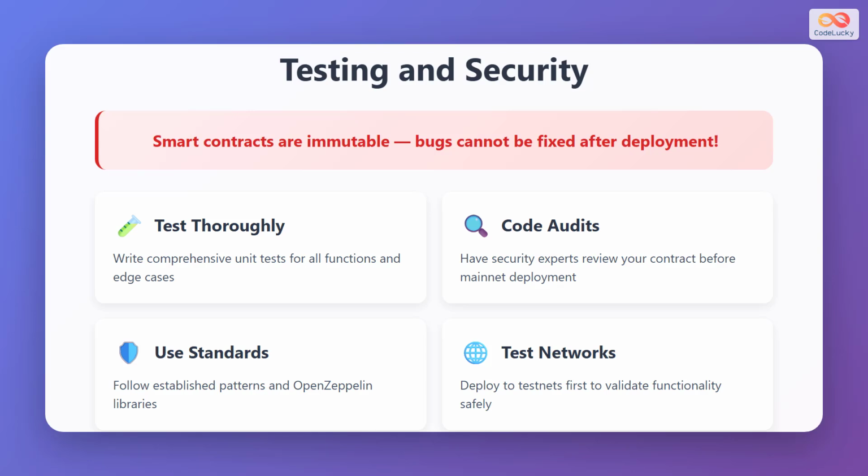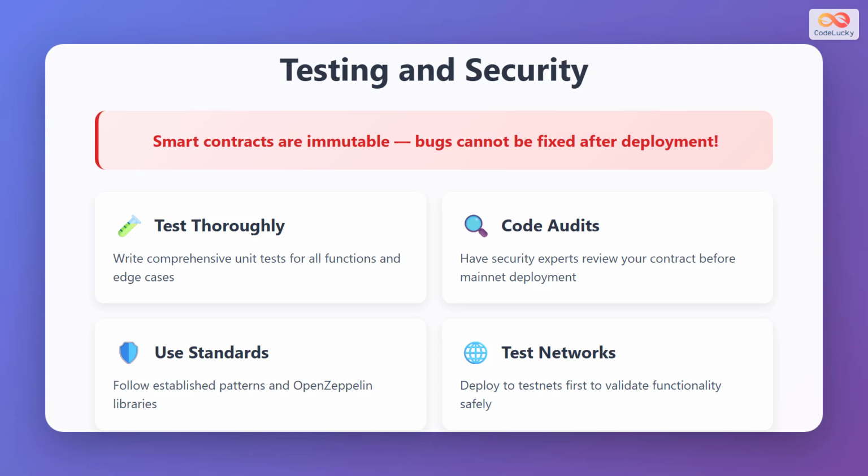Testing and security are critical aspects of smart contract development because smart contracts are immutable. Bugs cannot be fixed after deployment. To ensure your contracts are secure, you must test thoroughly by writing comprehensive unit tests for all functions and edge cases. Consider professional code audits, having security experts review your contract before mainnet deployment.